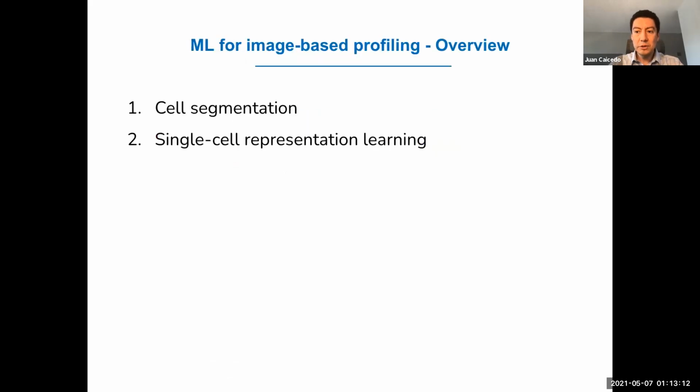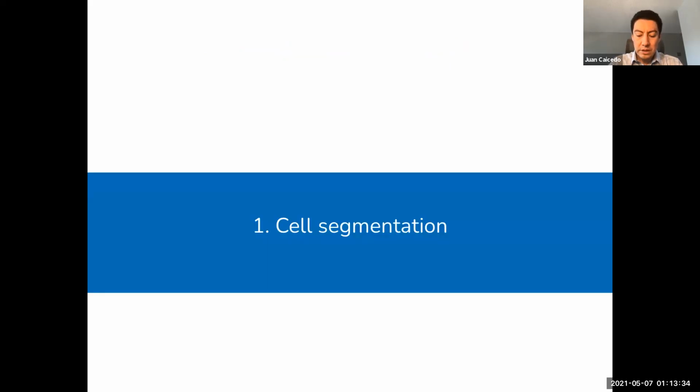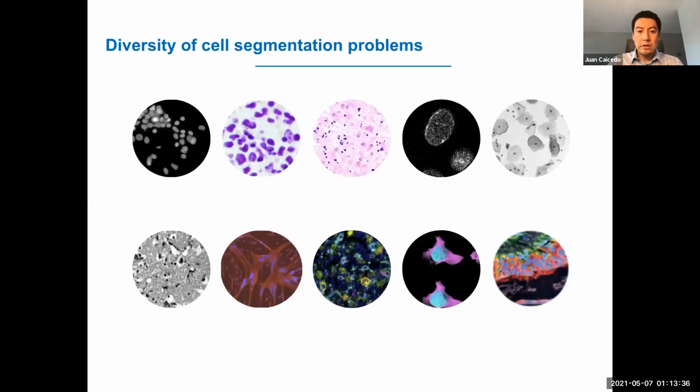So what I'm going to be talking about today is two computational problems that are associated to this specific image-based profiling pipeline. The first one is cell segmentation, and the second one is single cell representation learning. So let's get started with cell segmentation. The problem of cell segmentation consists of identifying where single cells are in images.